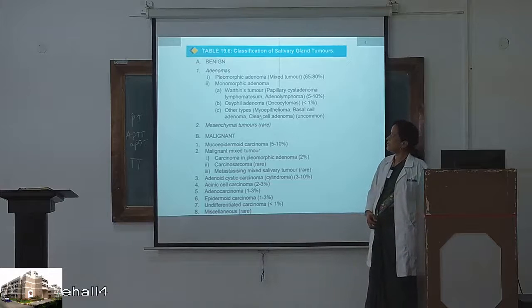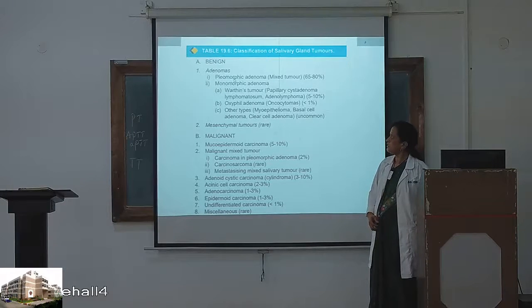Okay, first the classification of salivary gland tumors: benign and malignant. Under benign, it is adenoma. Under adenoma are pleomorphic adenoma and monomorphic adenoma. Then under monomorphic adenoma: Warthin's tumor, oxyphil adenoma, myoepithelioma, basal cell adenoma, clear cell adenoma.